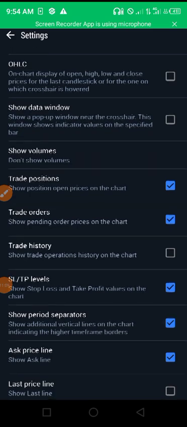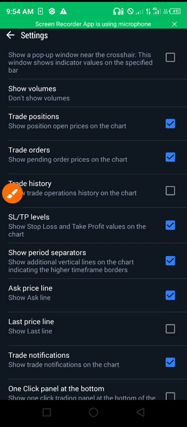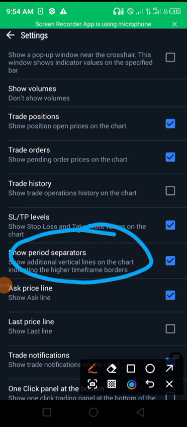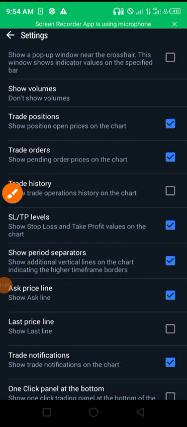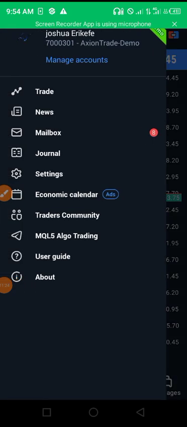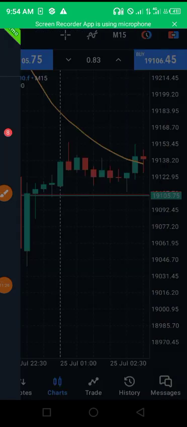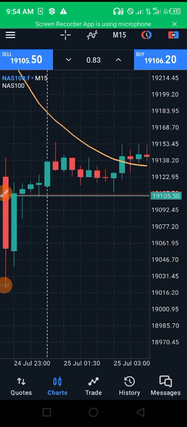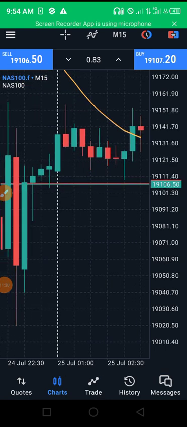So look at something here. It will say show period separator. Just click it on here. After clicking it on, just press back at the top here. So that's all. The line will come up. Now after that, look at this. This is the new day.